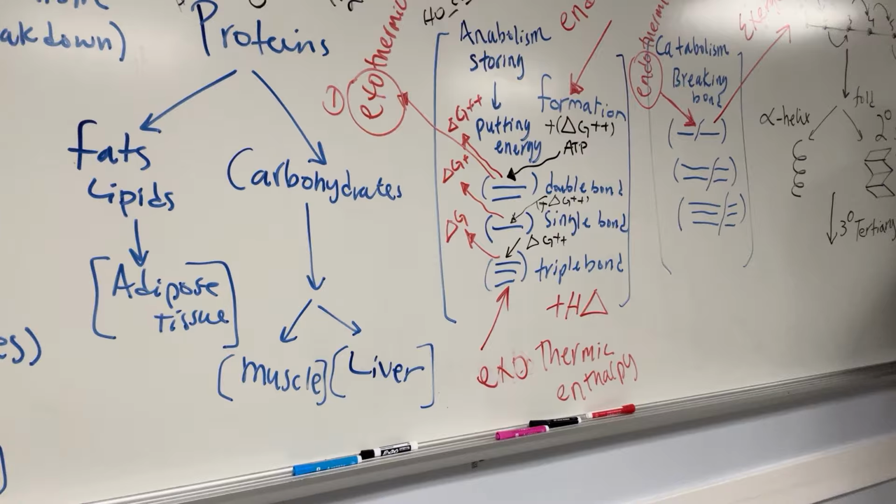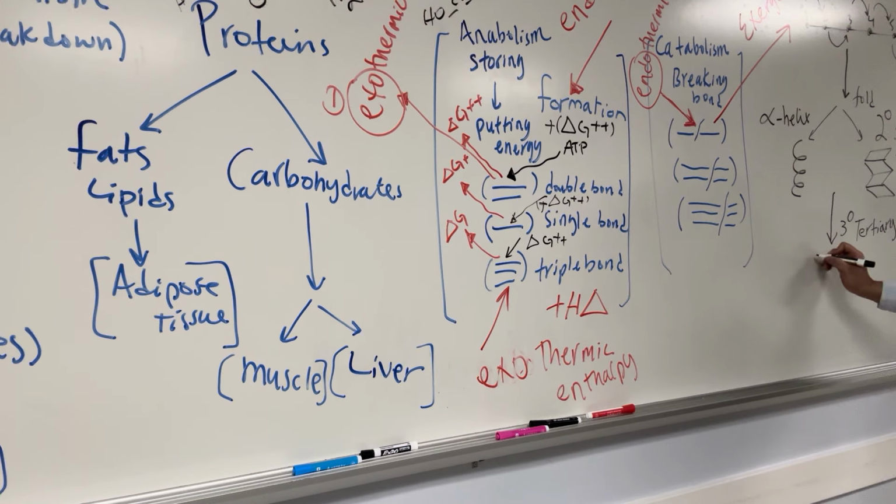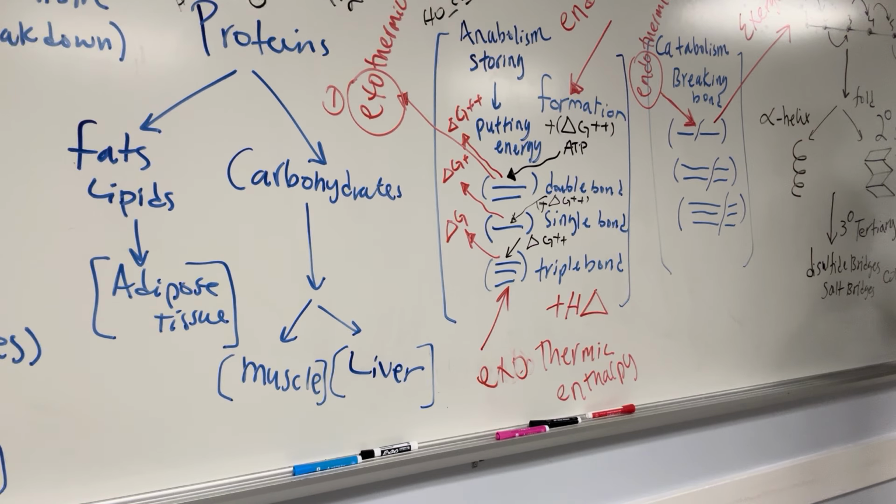This tertiary structure is going to form through disulfide bridges and salt bridges. It's going to coil up to give us a tertiary structure protein. The most famous type of tertiary structure protein is collagen. So collagen is a protein that operates perfectly when it's tertiary.